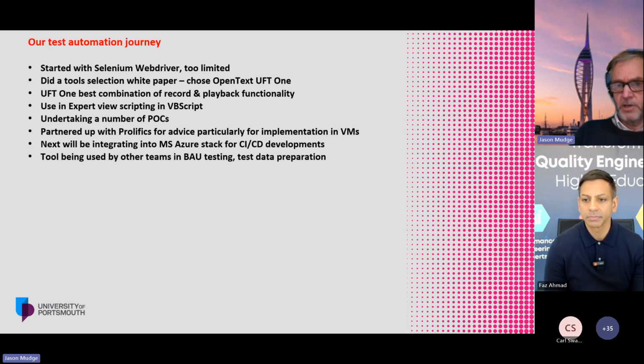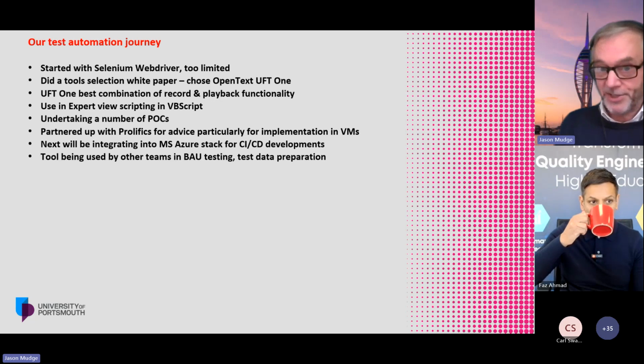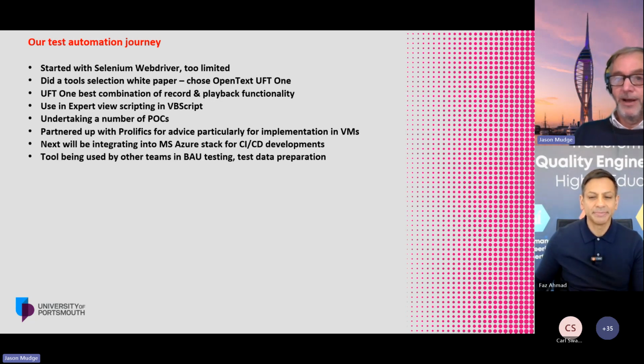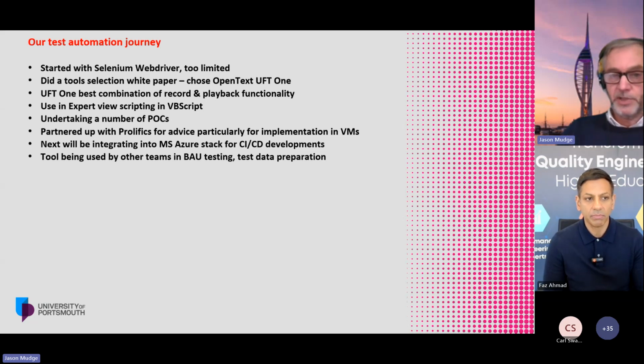So after a tool selection paper that I wrote, we went for OpenText UFT One, which is good old HP Micro Focus QuickTest Professional, or QTP, which is by no means a new tool. It's been around for 20 years or so, but it just gave us the best combination of record and playback, support of web and desktop technologies, expert ability to script it in VBScript, and then a starting small, getting big philosophy, undertaking a number of POCs.